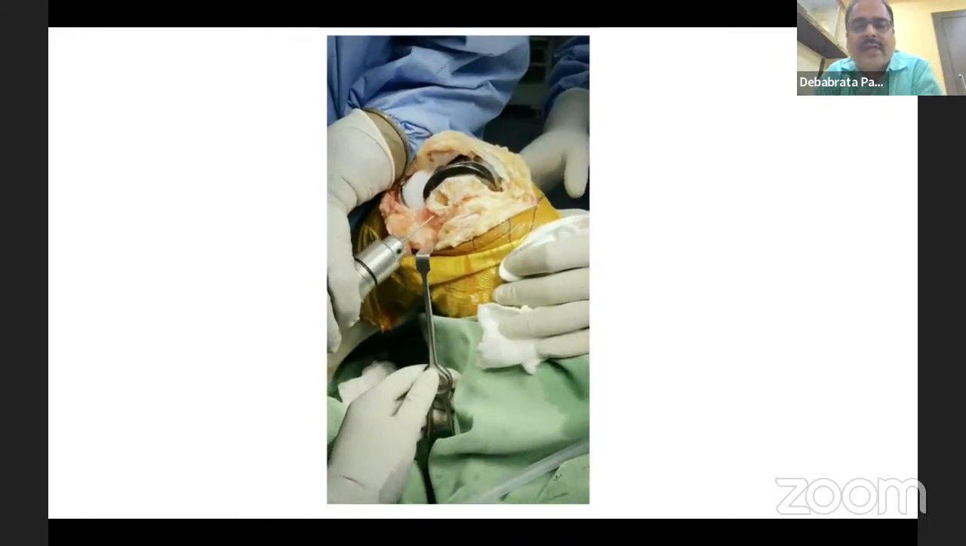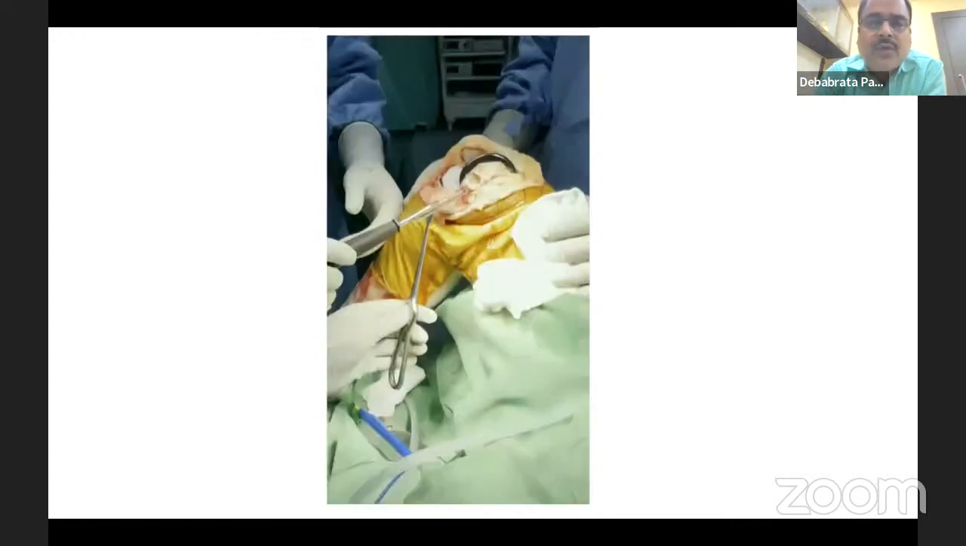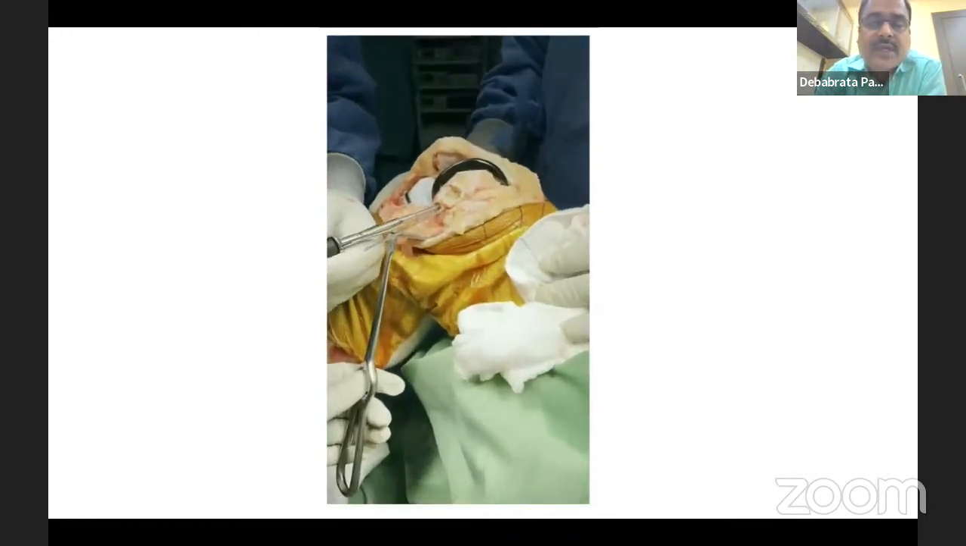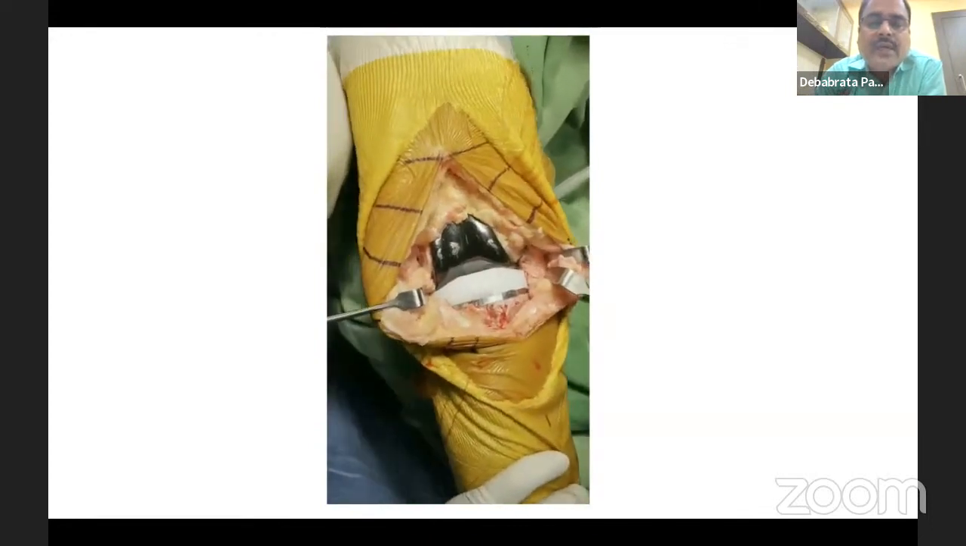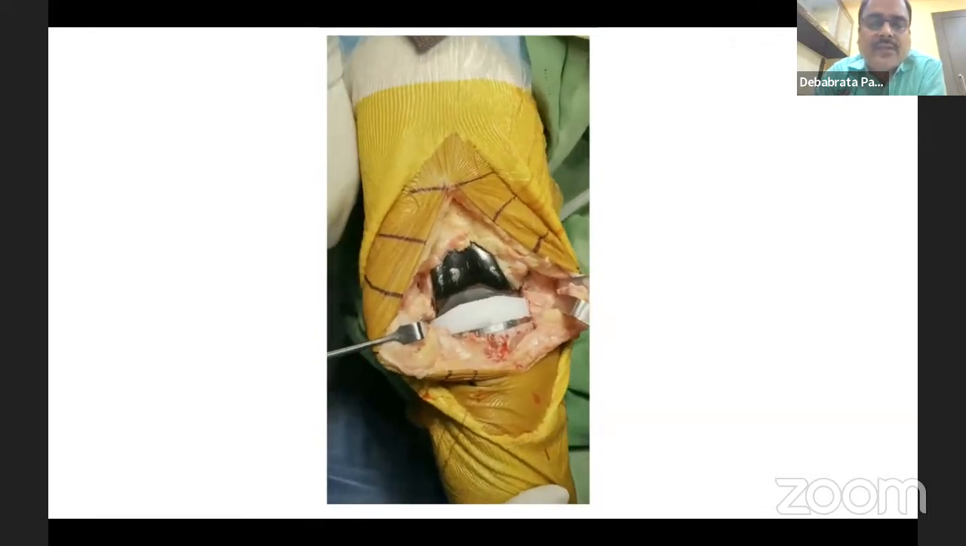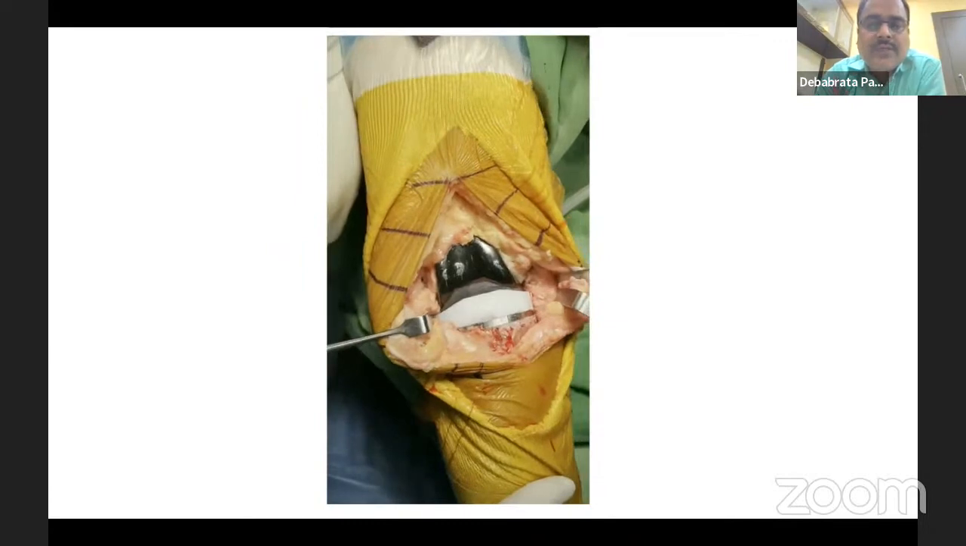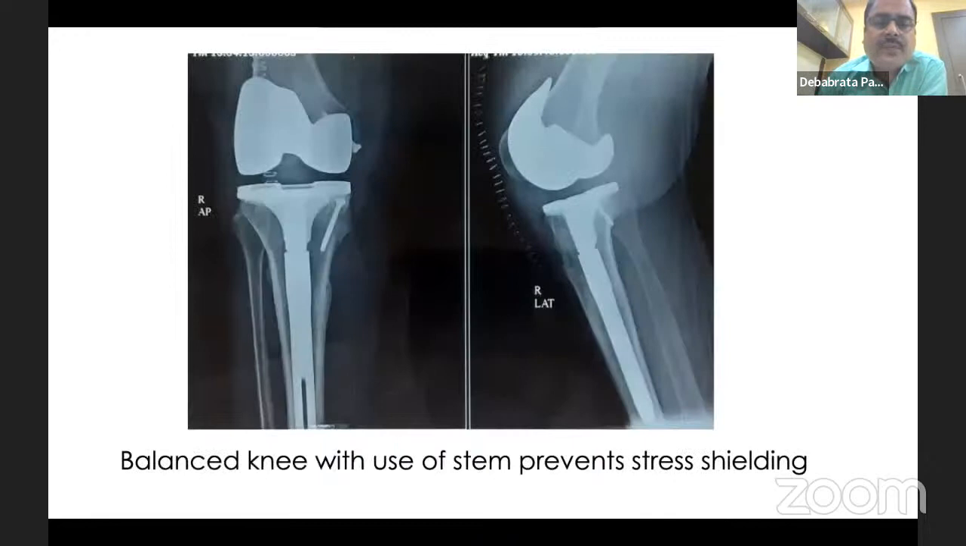and we can leave it like that, because almost 60% of the lower part is attached to the soft tissue. And fixation through a screw or leaving it without fixation also will not affect much. So finally, a good balanced knee is achieved. So this is the post-op X-ray with a good balanced knee.